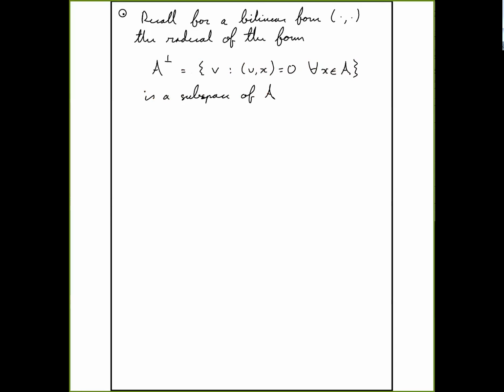So it's not just a set, it's a subspace. So a lemma is that the radical A perp of a Frobenius form is an ideal of A.